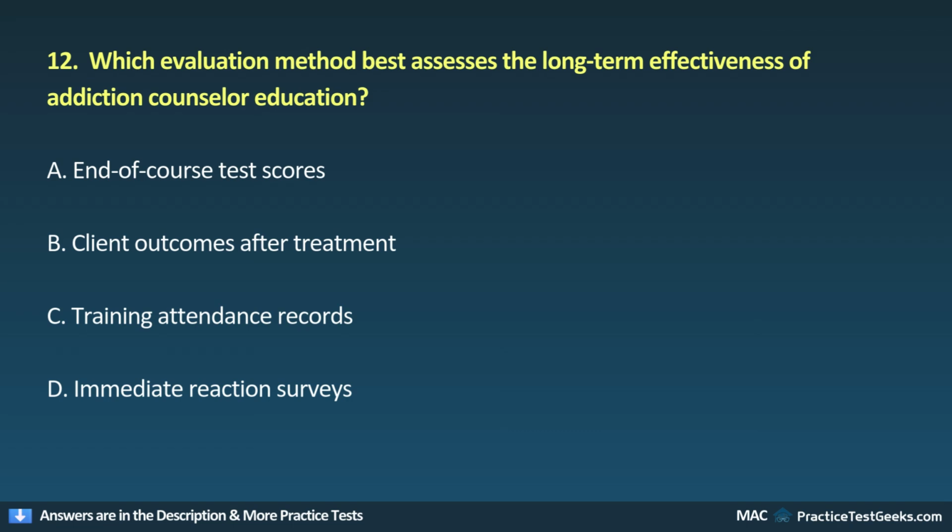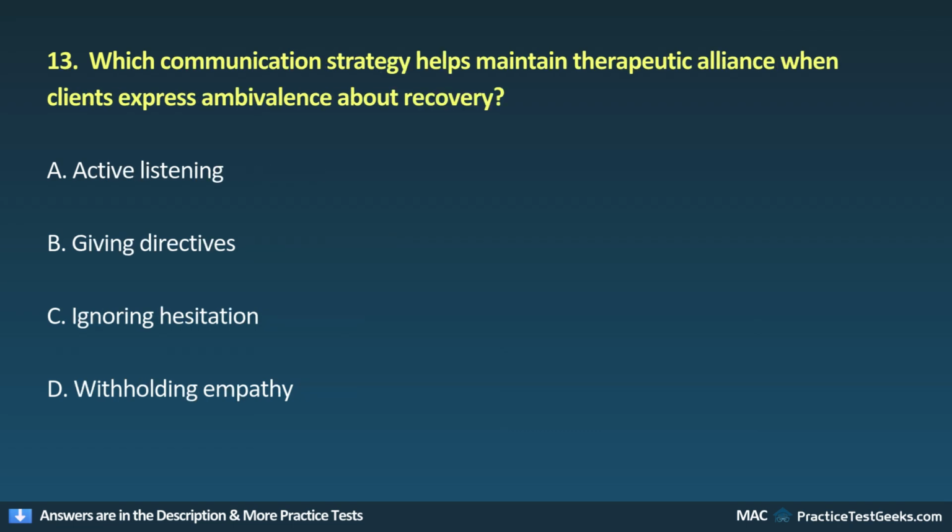12. Which evaluation method best assesses the long-term effectiveness of addiction counselor education? A. End-of-course test scores. B. Client outcomes after treatment. C. Training attendance records. D. Immediate reaction surveys.